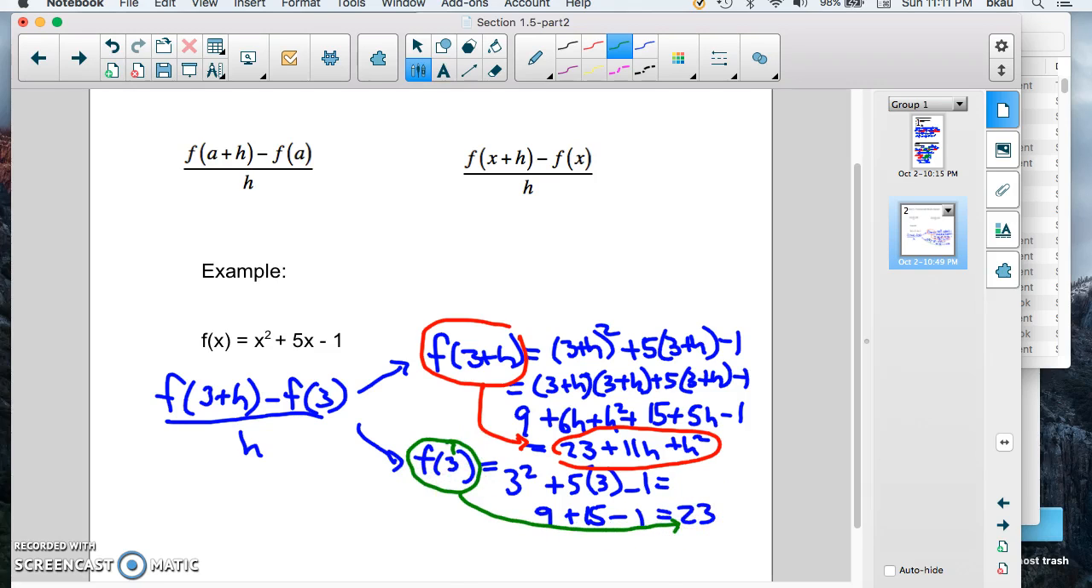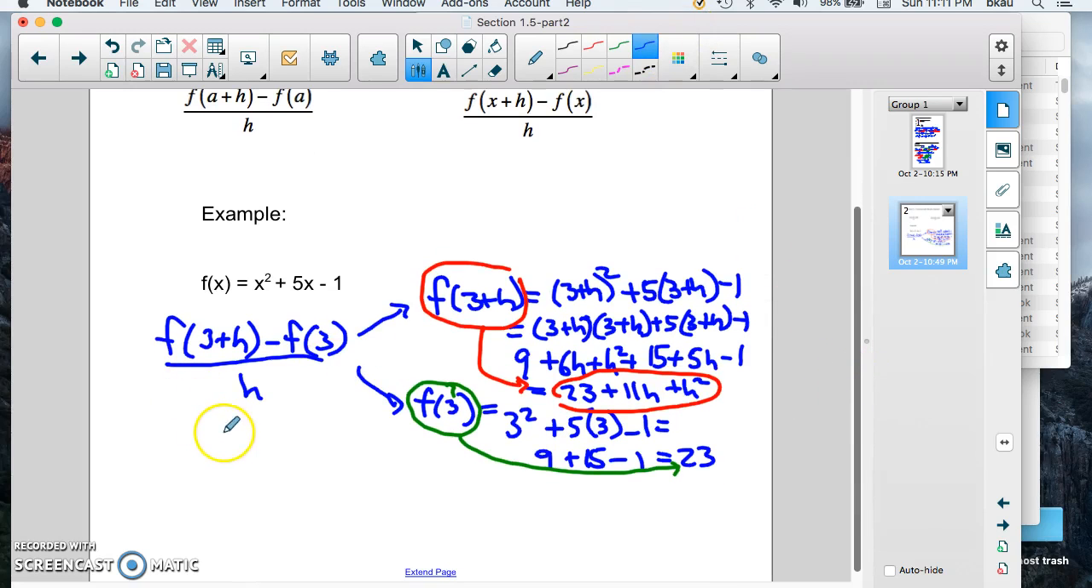Now we just need to plug those into this actual difference quotient to evaluate it. We now know what f of 3 plus h is. It's this value in red here. So we write in 23 plus 11h plus h squared, and then we know what f of 3 is. That's 23, so we're going to go minus 23 for the minus f of 3, and then we're going to put that all over h.